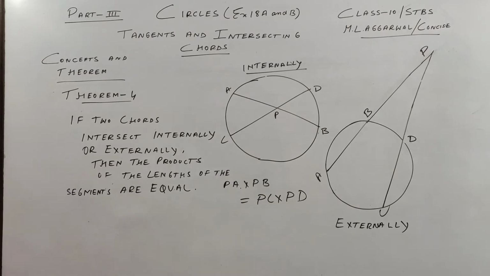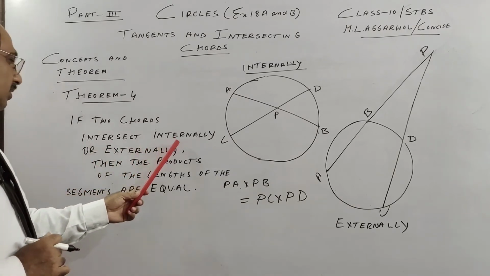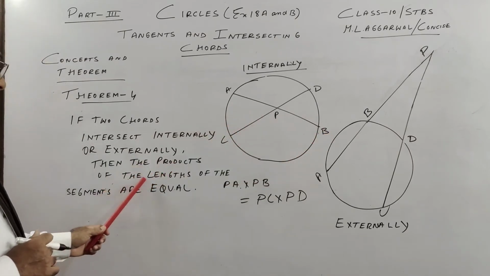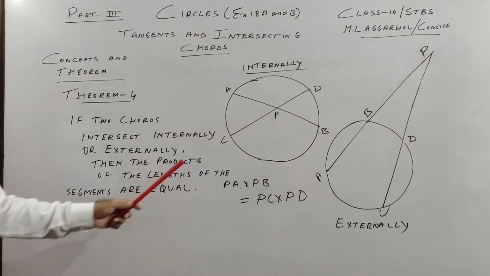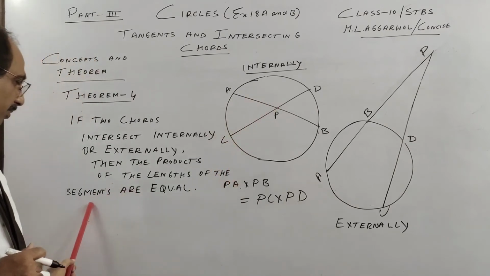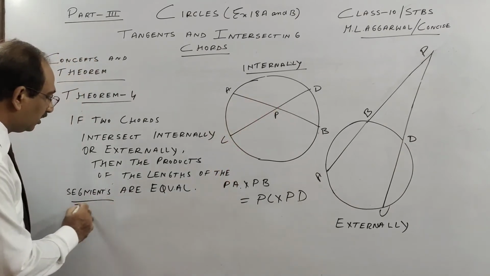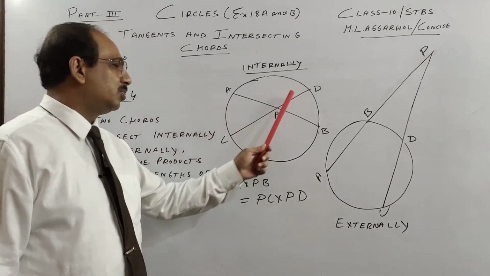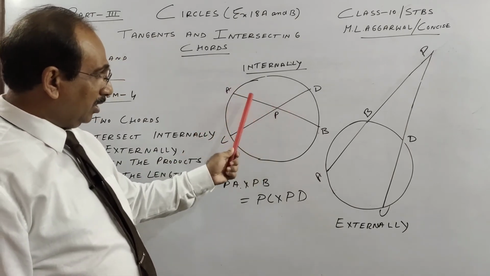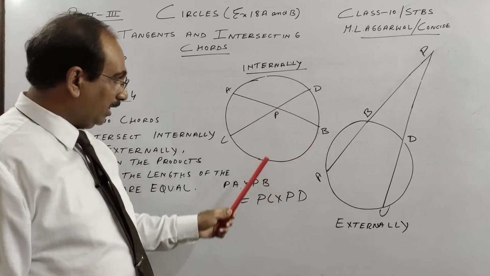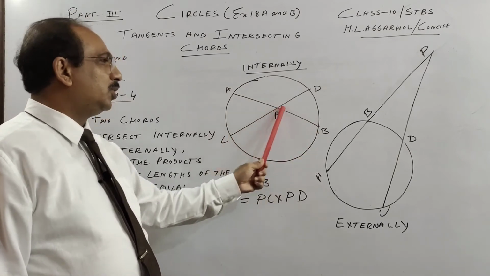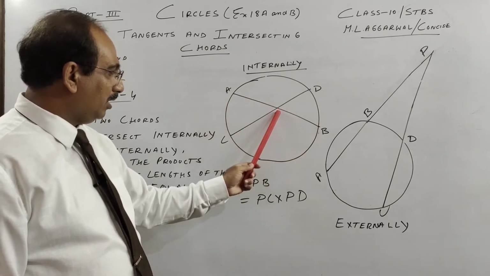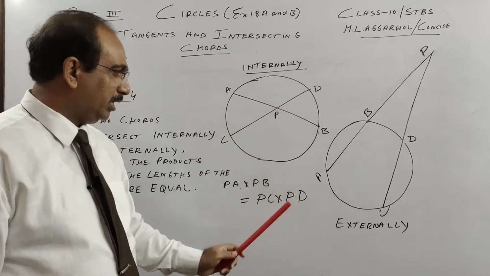So see here, children, once more, if two chords intersect internally or externally, then the products of the lengths of the segments, remember this is very important, please add it, then the lengths of the segments. So see what happens, two chords when they meet, PA into PB is PC into PD. PA into PB is equal to PC into PD.